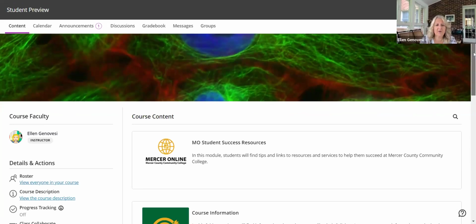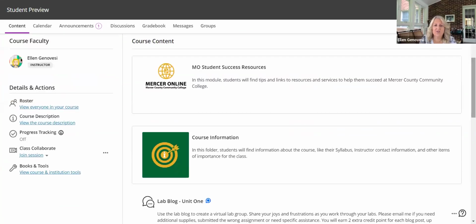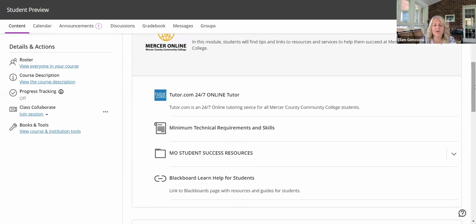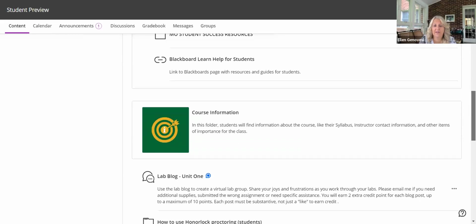When you first access your Blackboard shell, you will see Mercer Online Student Success resources. This includes a link to tutor.com. Tutor.com is a 24/7 online tutoring service. This is something that you may want to take advantage of. There's also a list of minimum technical requirements and skills to take an online class and some student success resources. If you have any issues using Blackboard, feel free to reach out to your instructor or Mercer Online.